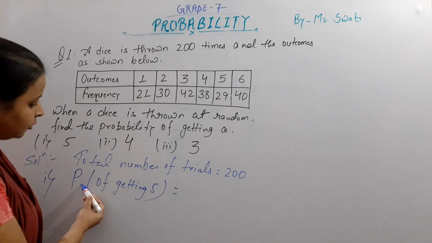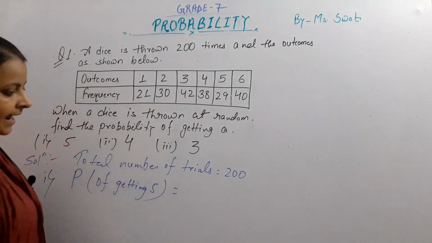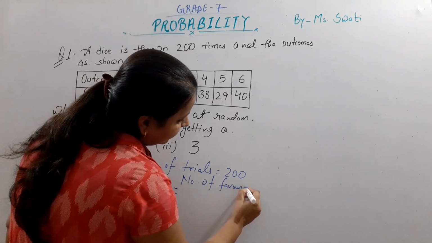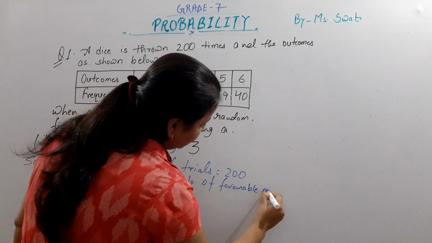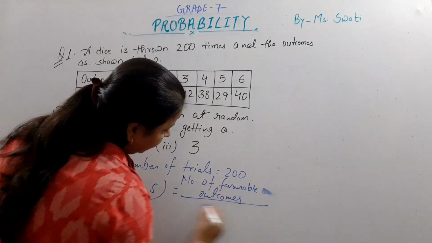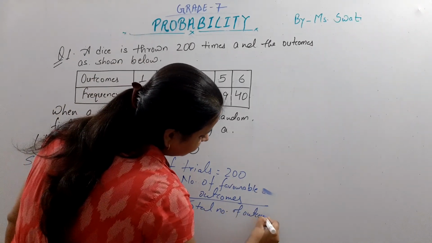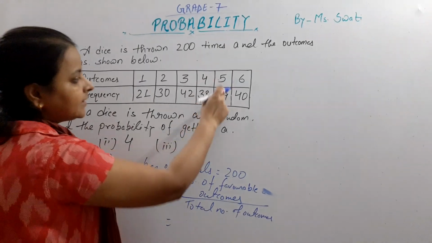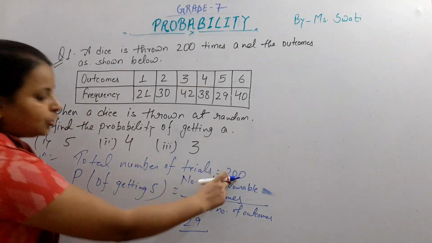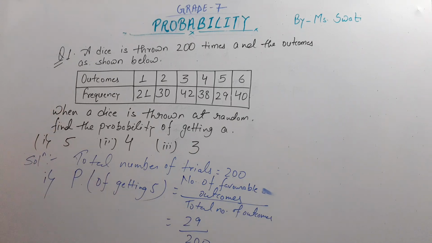Here we find out the probability of getting 5, and how many times does 5 occur? 29 times. So, number of favorable outcomes by total number of outcomes. Here 5 occurs 29 times and the total number of outcomes is 200. So, the probability of getting 5 is equal to 29 by 200.